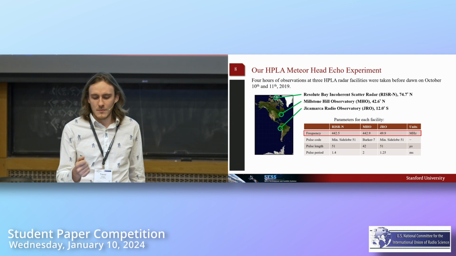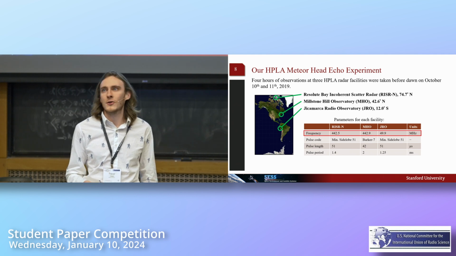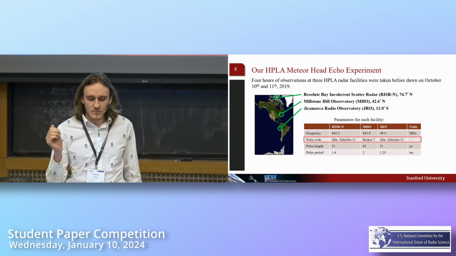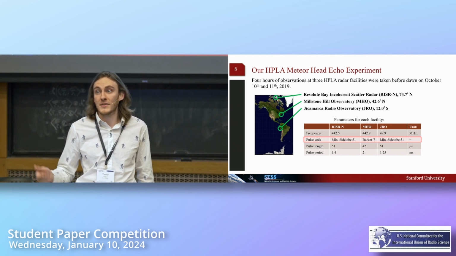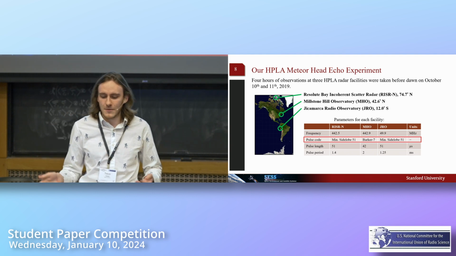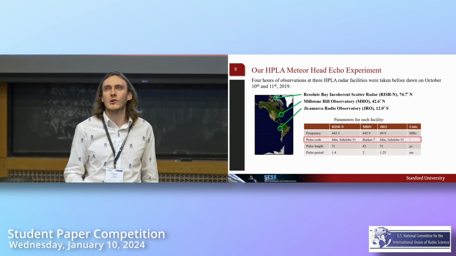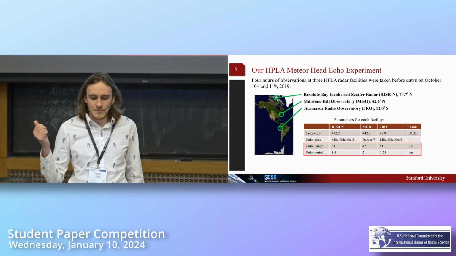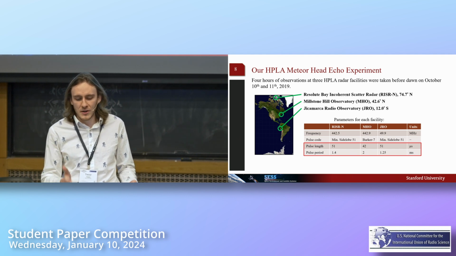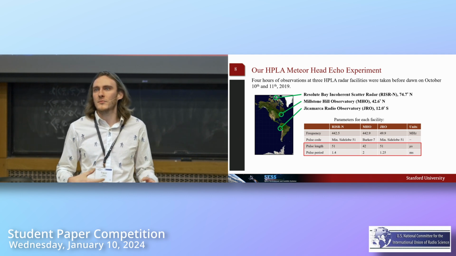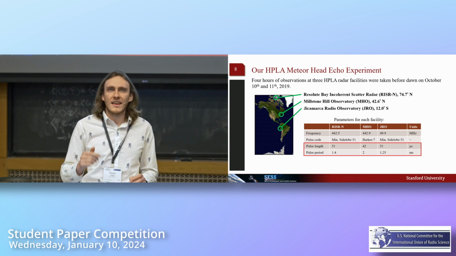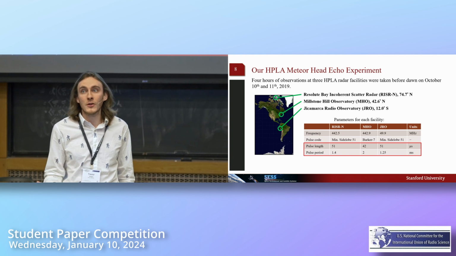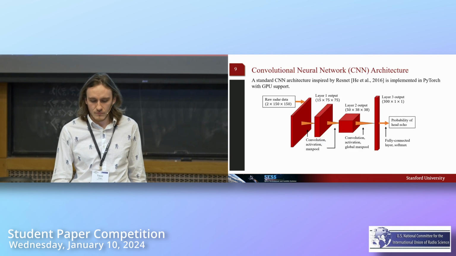RISR-N and MHO operate in UHF, whereas JRO operates in VHF. Each one uses different pulse codes. MHO is the odd one out, using Barker 7 for this experiment. They can transmit many different pulse codes, and the other two use minimum side lobe 51 codes. They all have similar pulse length and pulse period, but we couldn't quite match them up, for reasons I won't get into for the sake of time. But the point is, in order to train a machine learning method, we have to tailor it to the specific facility.